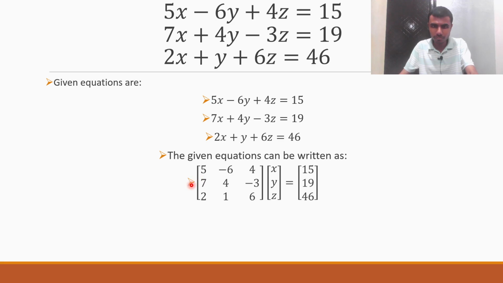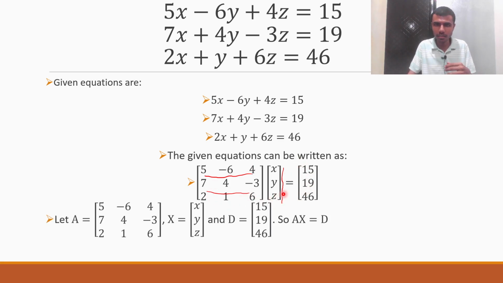Okay, now if you'll split this row wise and this one column wise, although it has just one column. So first row into this column, 5 into x minus 6 into y plus 4 into z equal to 15. So I'm going to get my equations again back. So we can write the given system of equations like this, in matrix form. Now take the first matrix as capital A, second matrix as capital X, and third matrix as capital D. So A into X is equal to D. Fine. I hope things are clear up to now. So far, so good.